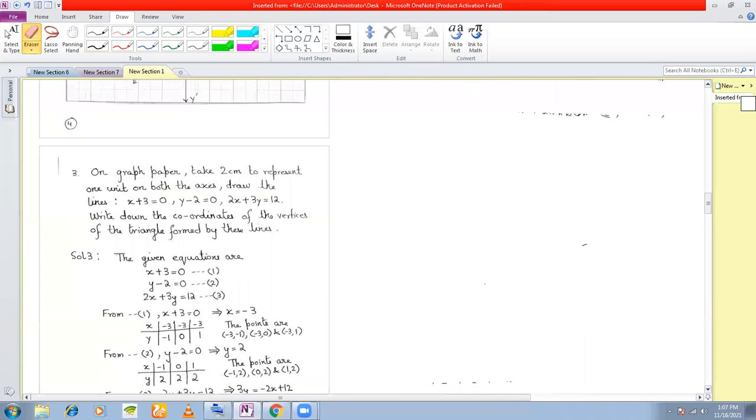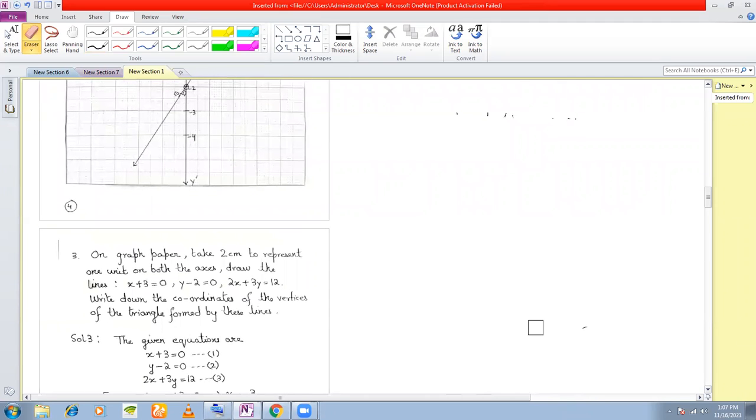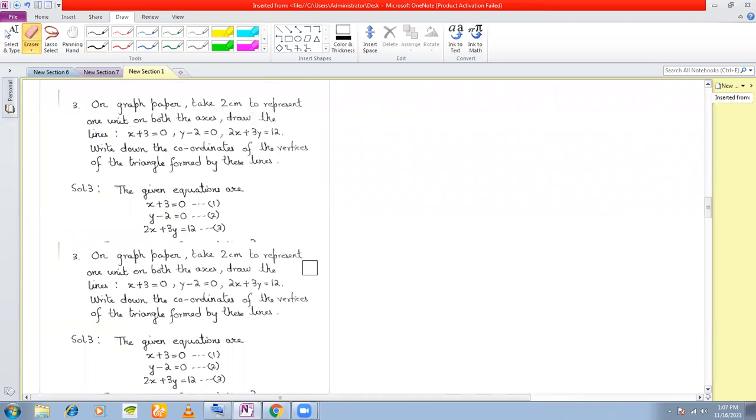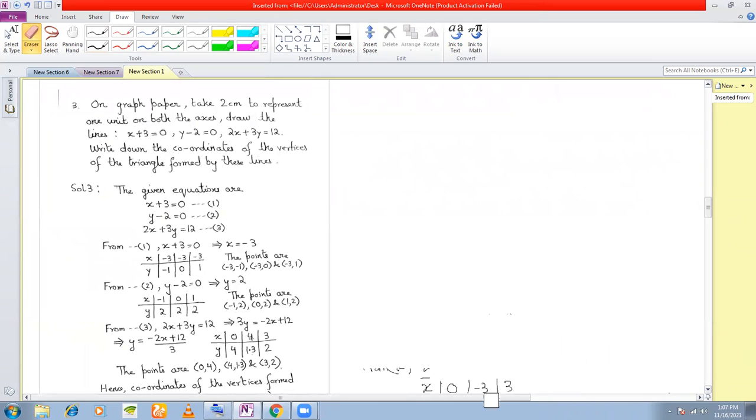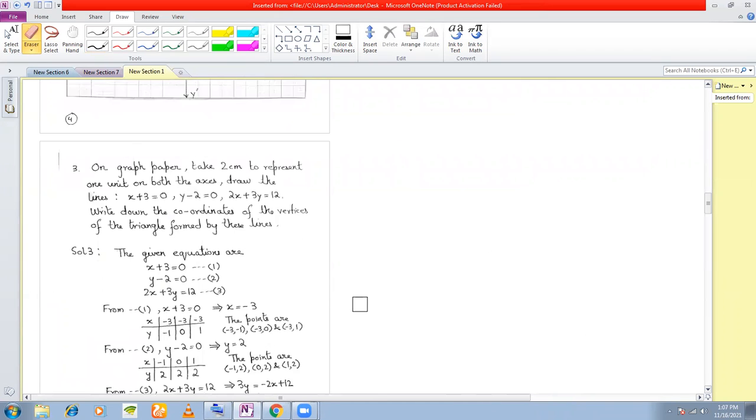Without even plotting the actual points, you can draw the first two straight lines for number 1 and 2. Why? Because in the first equation you don't have a y, and in the second equation you don't have an x. Let us say this, x plus 3 is equal to 0. How will you draw this line without even writing down the values of x and y?